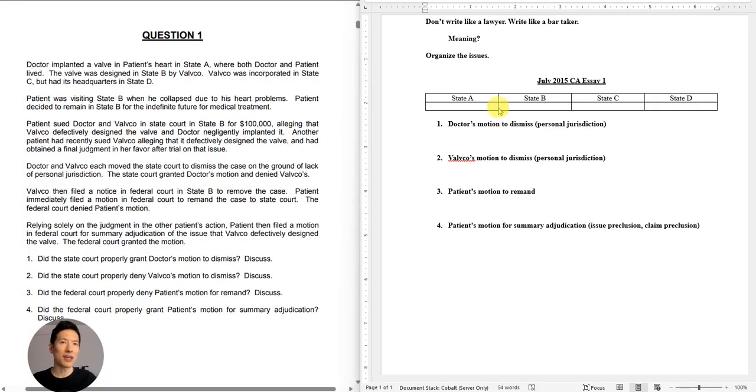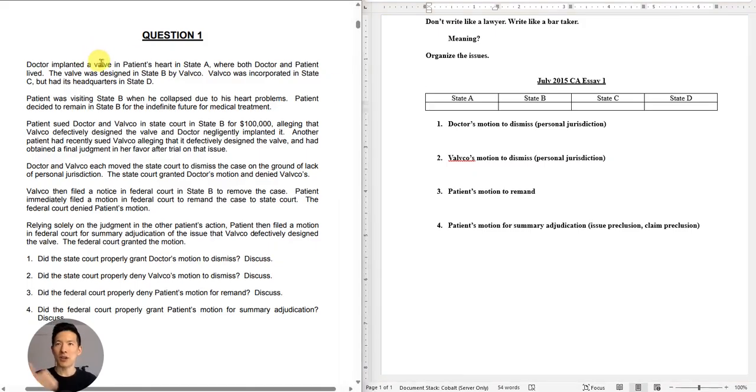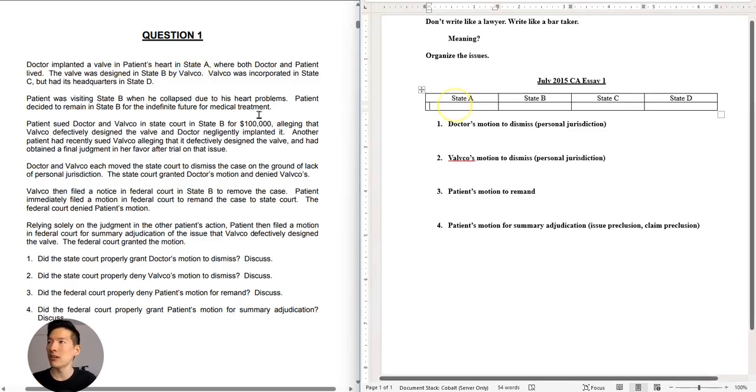So I did exactly that. I just set it up here. We have 4 different states in this case. Usually there aren't that many, but let's figure that out. Let's read the fact pattern and see who's doing what. So here we have doctor, we have patient, and we have Valveco. We have 3 parties. So doctor implanted the valve in patient's heart in state A.